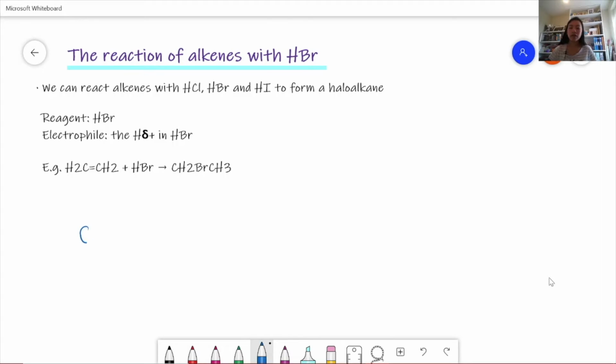So first we draw out ethene, so carbon double bond and then the 4 hydrogens. And now we draw out the electrophile.